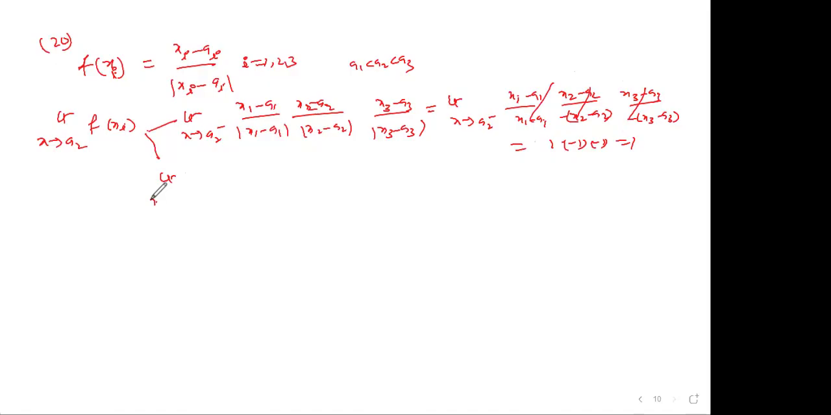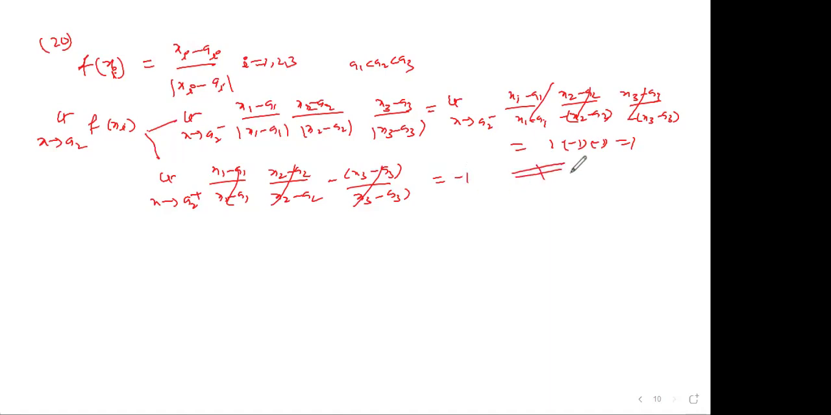Now move on to the next one. Limit x tends to a2 plus. So x1 minus a1 directly I'll write here. I hope that you got a clear idea. x2 minus a2 divided by x2 minus a2, and the next one, x3 minus a3 divided by x3 minus a3. So everything gets cancelled. What is the left out one? Minus 1. These two are not equal, so the limit does not exist. Okay, I'll move on to the next one.